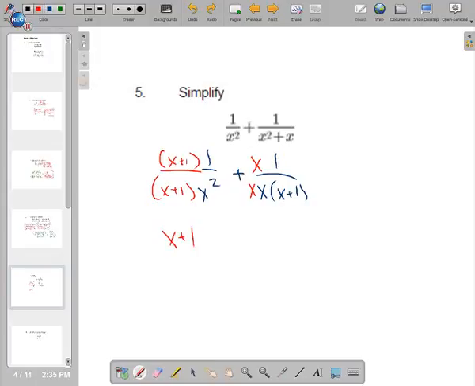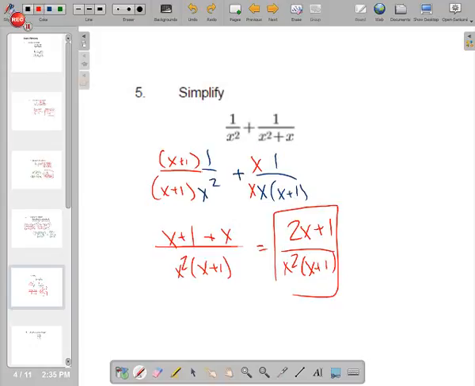So now I have in the numerator x plus 1 plus x over, they have the same denominator, it's x squared, x plus 1. So I have 2x plus 1 over x squared, x plus 1, and that's probably fine. You might distribute in the denominator, but it doesn't really matter.